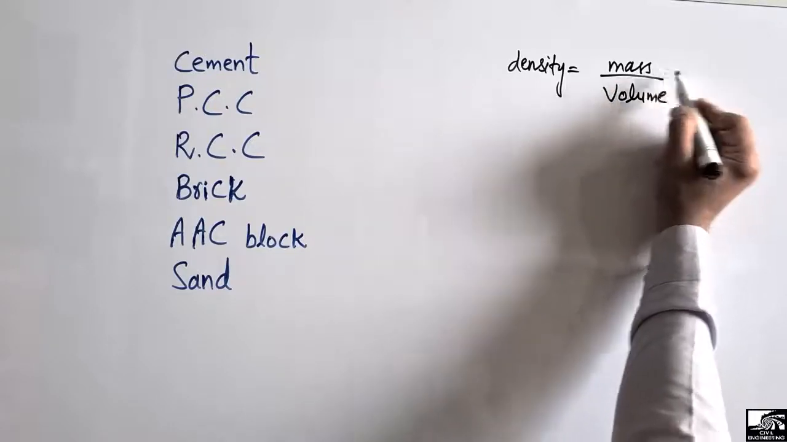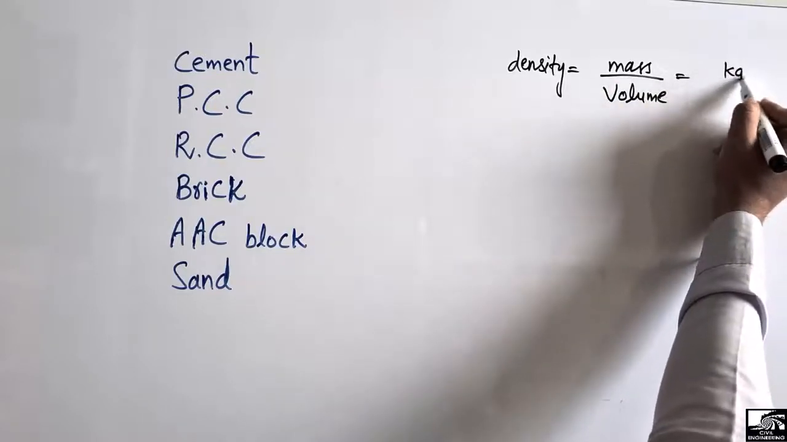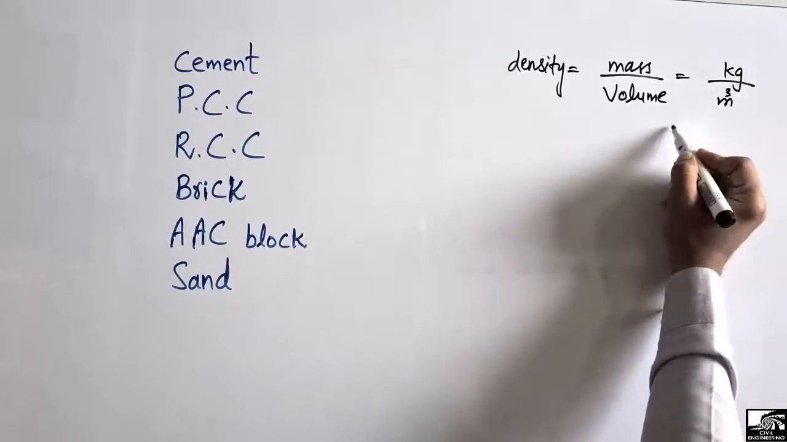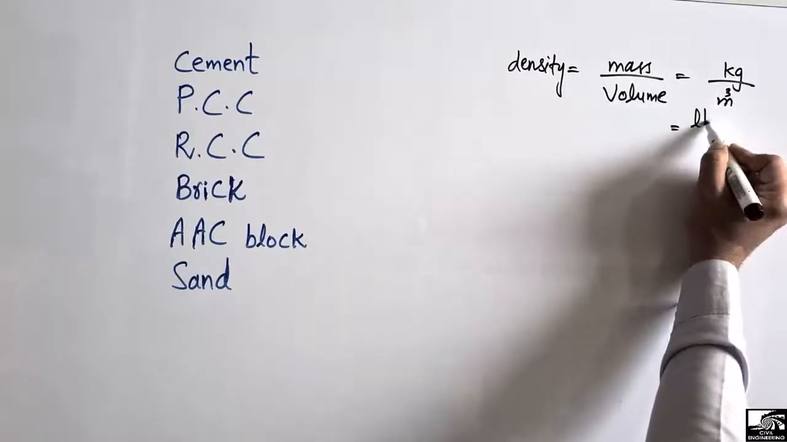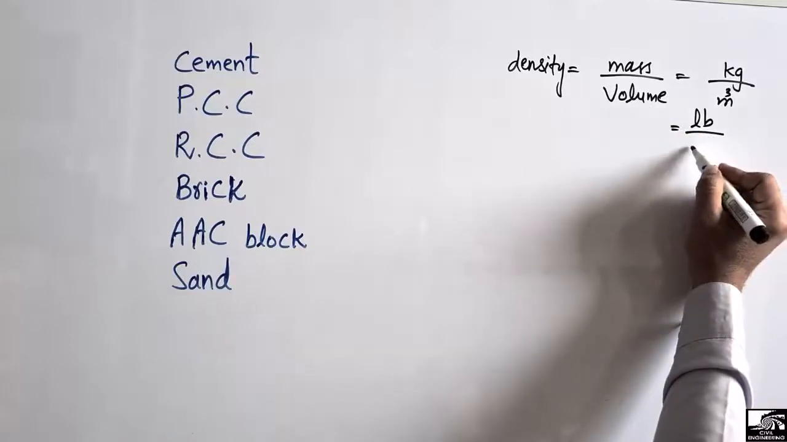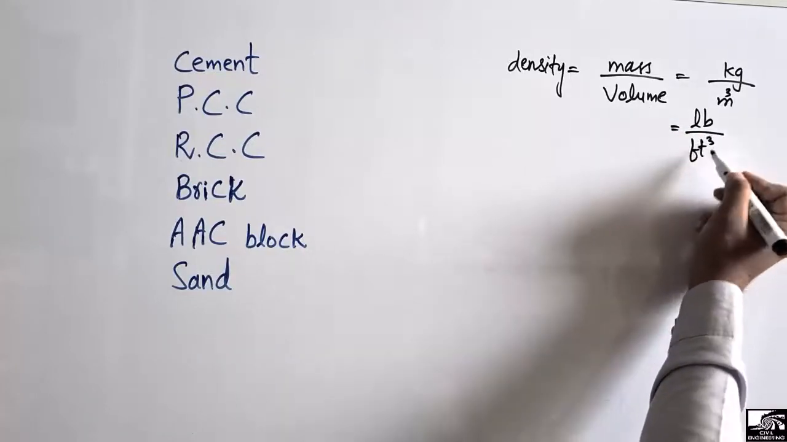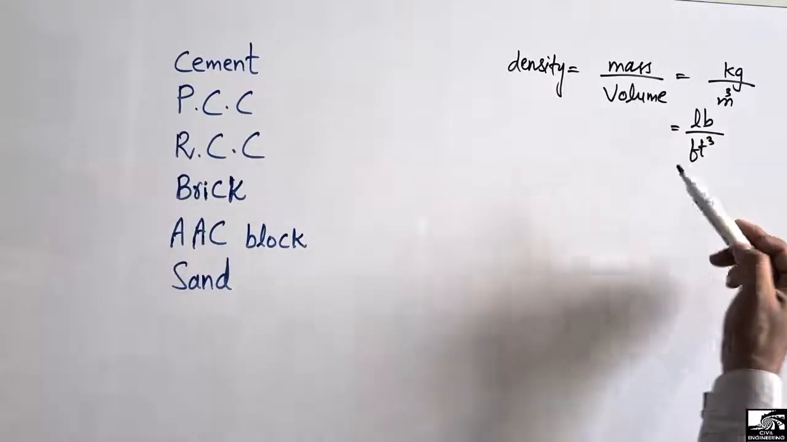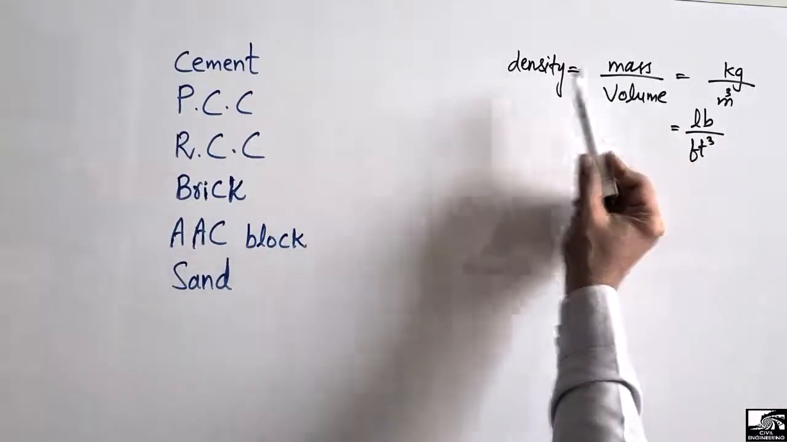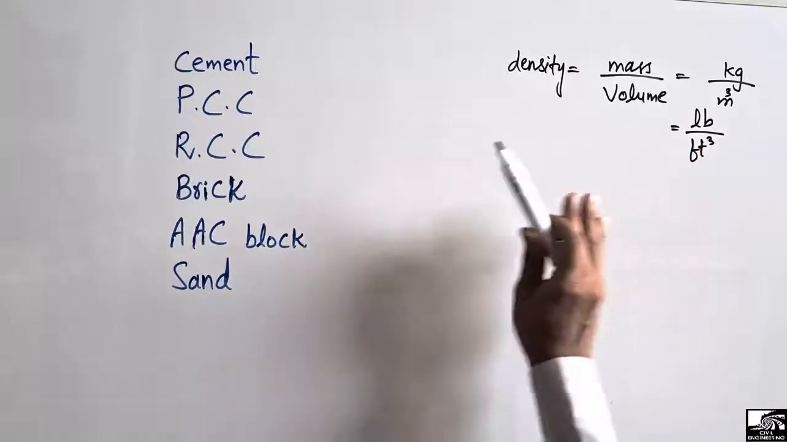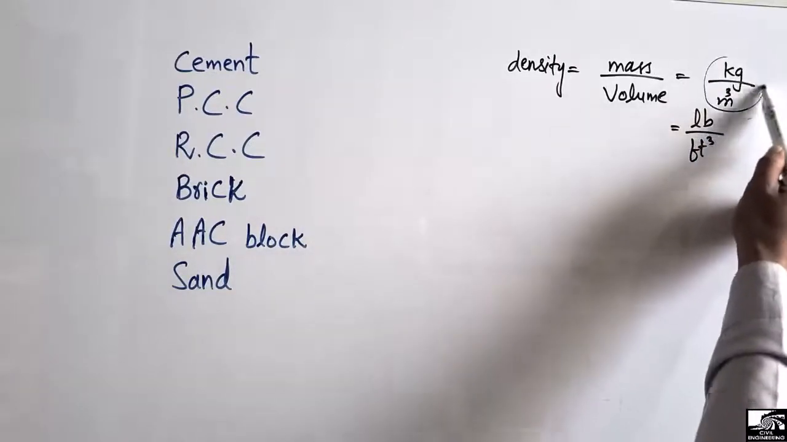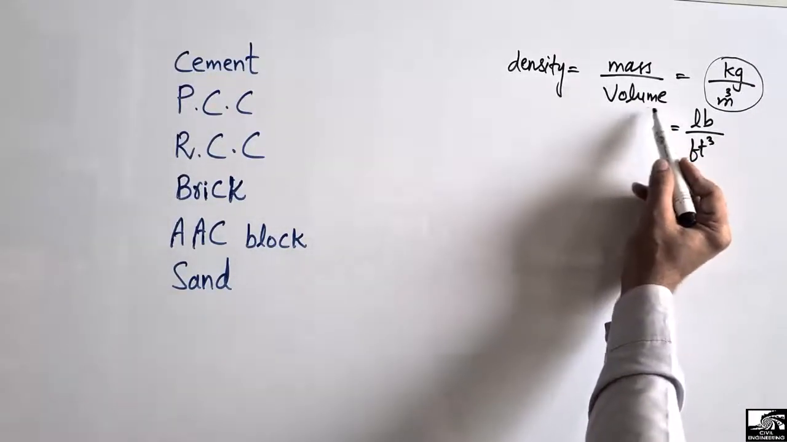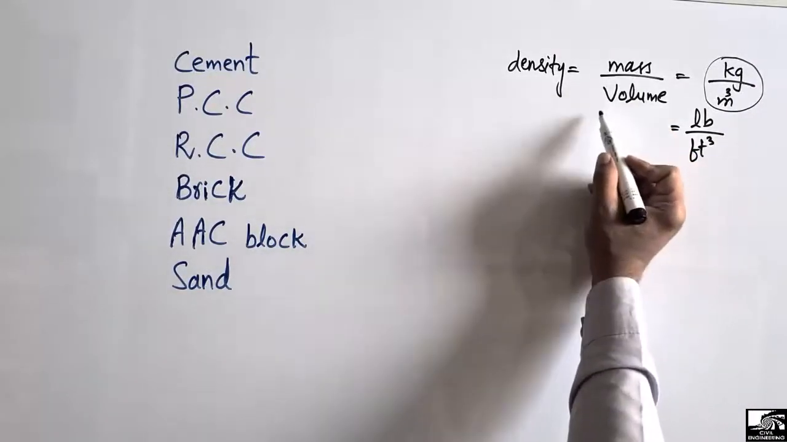The unit of mass is kilogram and the unit of volume is cubic meter, or we can say the unit of mass is pound and the volume is cubic foot. So we can define different units of density according to our need. Let's consider that we define our density in this lecture in the unit of kilogram per cubic meter. So density is equal to the mass per unit volume. What does this mean?